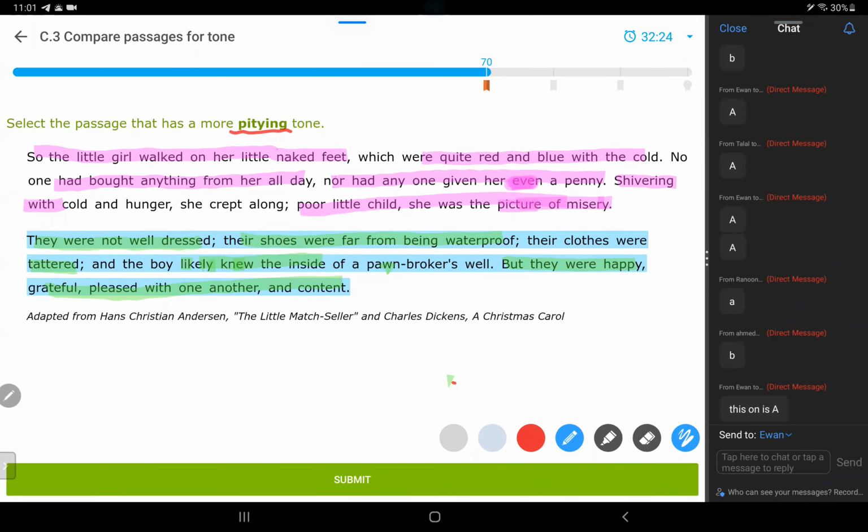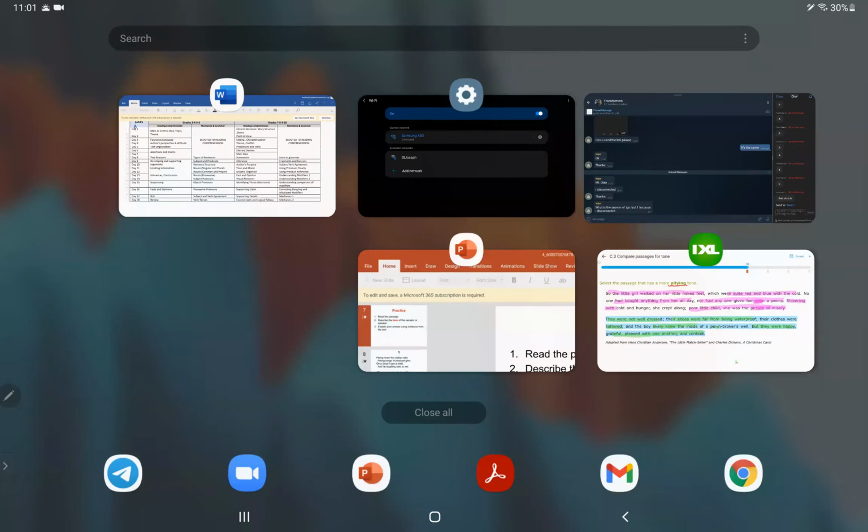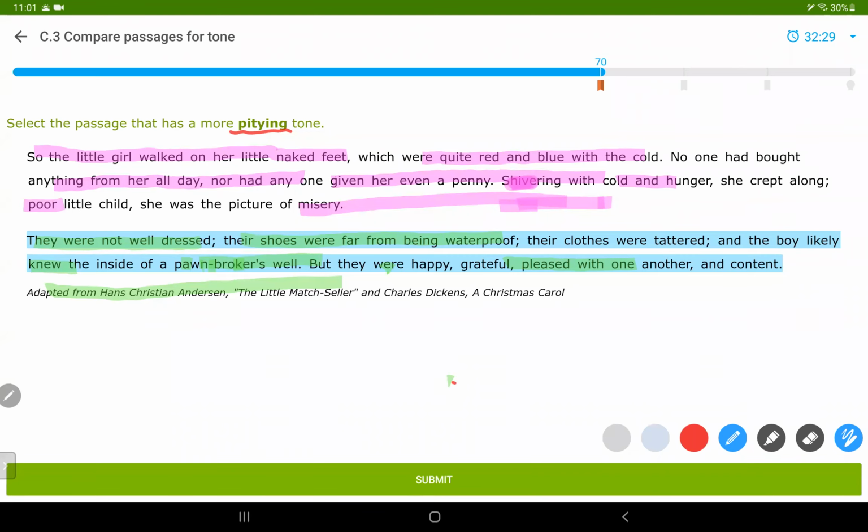Let's see why it's A, actually. It's A. So well done, those who got it. The little girl on her little naked feet, which were quite red and blue, is cold, is just telling us what's going on, okay? But let's start from here. No one had bought anything from her all day. Nor, okay, it can be just objective and just telling us what's going on. Nor had anyone given her even a penny.